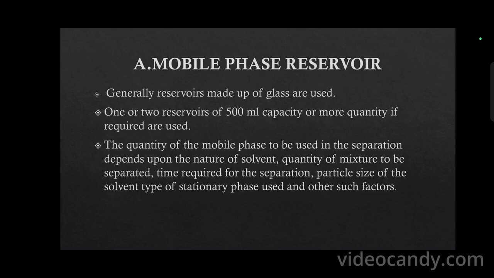Mobile phase reservoir. Generally, reservoirs made of glass are used. One or two reservoirs of 500 ml capacity, or more quantity if required, are used. The quantity of the mobile phase to be used in the separation depends upon the nature of solvent, quantity of mixture to be separated, time required for the separation, particle size of the solvent, type of stationary phase used and other such factors.